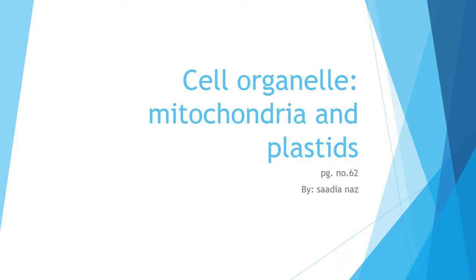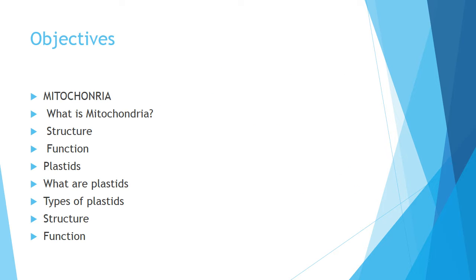Students, today our topic is cell organelles, and two important organelles which we are discussing today. First of all, mitochondria and plastids. The objectives of today's lesson are to understand what mitochondria are and what plastids are. Mitochondria: what is mitochondria, its structure and function. What are plastids, how they work, types of plastids and their structure and function.